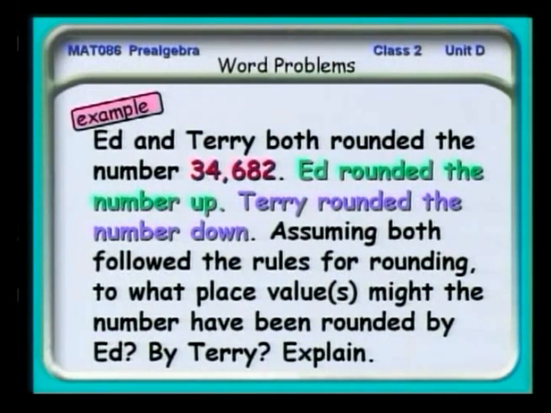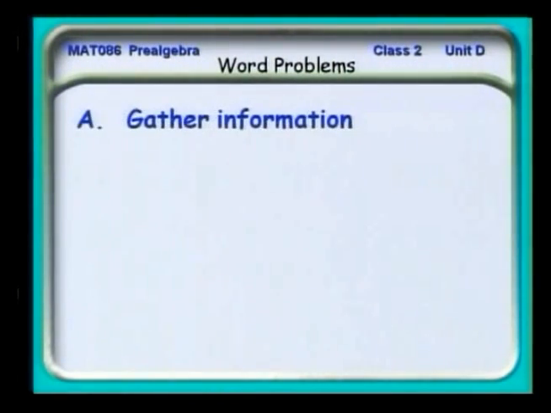Now remember, you can round this to various places, and Ed found the places which would allow him to round the number up, to round it to a value greater than the 34,682. Terry rounded the number down, which meant that he looked for places that would round the number so that the value of the rounded number was less than the original value. Assuming that both followed the rules for rounding, to what places might the number have been rounded by Ed, who rounded the number up, or by Terry, who rounded the number down?